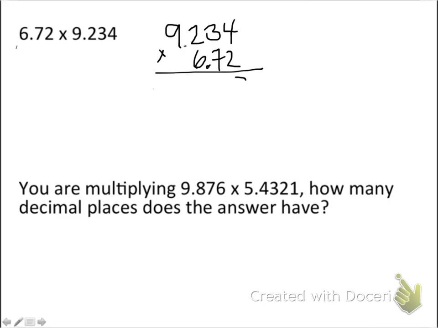2 times 4 is 8. 2 times 3 is 6. 2 times 2 is 4. 2 times 9 is 18. Done with the 2. Add our 0. 7 times 4 is 28. Oh, I'm having a hard time writing this 2. So write a little 2 right there. It should be above, but I can't write it on my screen. There. 7 times 4 is 28.